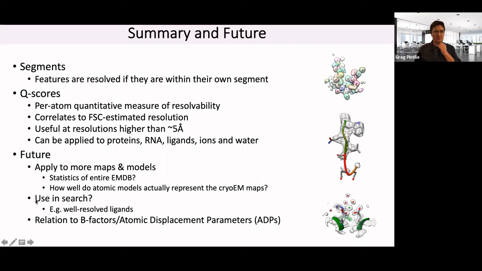I think it's starting to become apparent that we can use this possibly as a search. So if you're searching for a ligand, for example, you might want to know how well resolved they are, or how likely the ligand is to be in a good bound state, and this can help with things like drug design and things like that. And in this area of annotating models with B factors or ADPs, or in relation to Q-score, I think could also be interesting for the future as well.